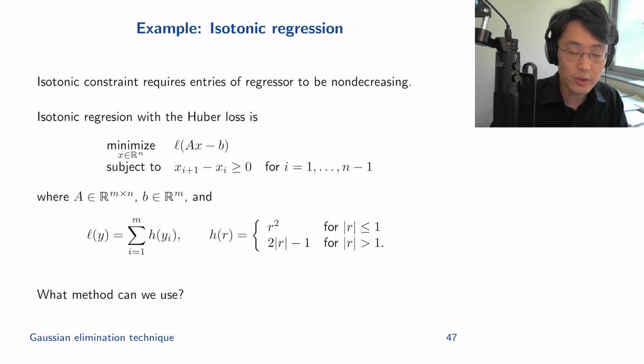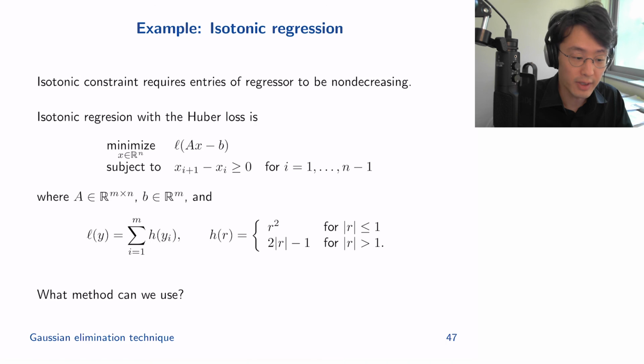And since we are performing regression, this type of problem arises from statistics, and in that context, the optimization variable is referred to as the regressor. If we perform isotonic regression with the Huber loss, we solve this minimization problem with respect to the variable x. We have this isotonic constraint, and then we want to fit Ax equals b, and when there is a deviation from Ax equals b, we use this particular Huber loss function element-wise as the penalty. This type of regression has certain applications in statistics, but for our purposes, we'll just take this problem as a given and try to see how we solve this.